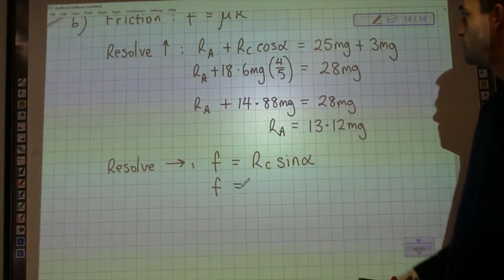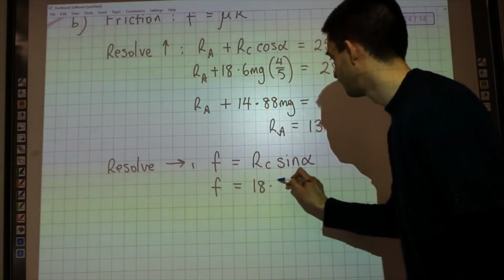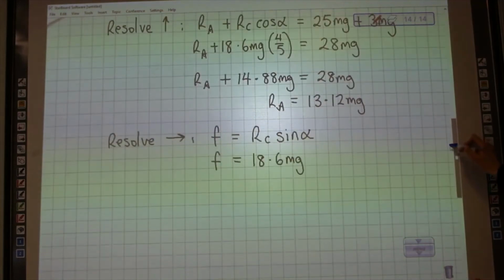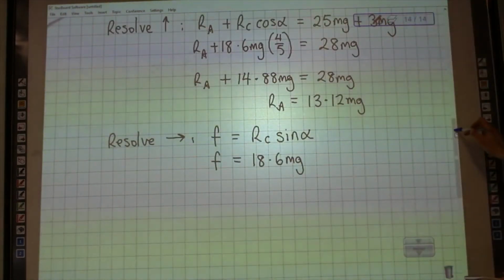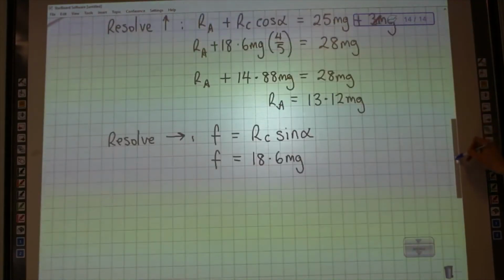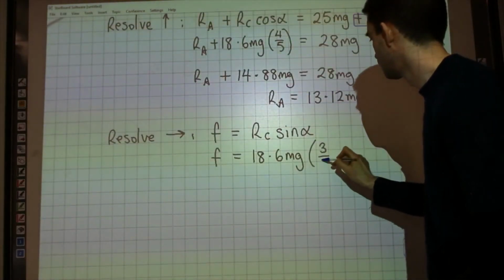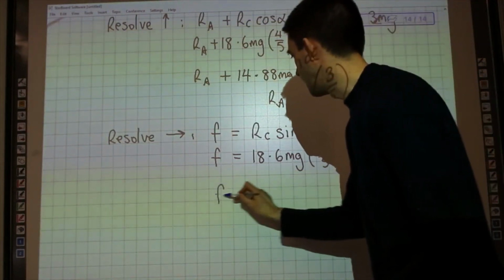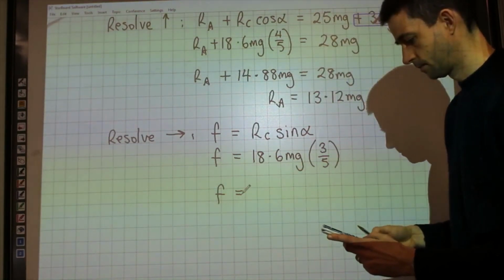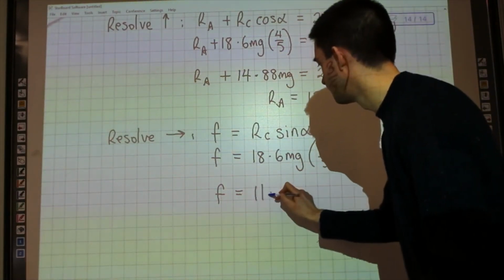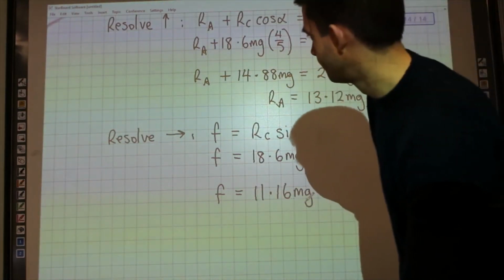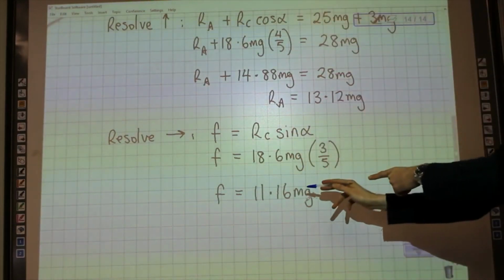RC, I know, is 18.6 mg. I worked that out earlier, I'm just going to check that. Yep. And I know that sine alpha is 3/5 because I was given that in the question. So I work out 3/5 of 18.6, which is 11.16. So my friction at point A is 11.16 mg.